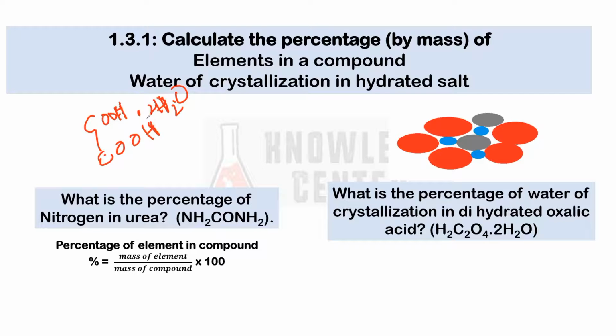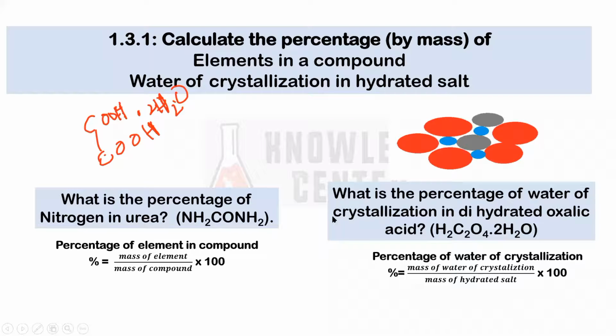And in any hydrated salt, if we have water of crystallization, we can easily calculate the water of crystallization in that salt by the same formula that we have used. For percentage of water of crystallization of salt, what we have to do is keep the mass of water of crystallization in the numerator and the mass of the hydrated salt, the whole salt, including the water of crystallization, in the denominator, and we would multiply it by 100.